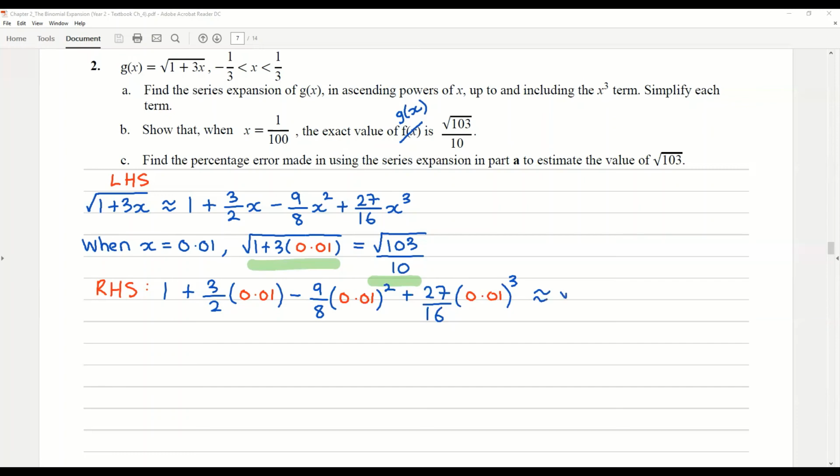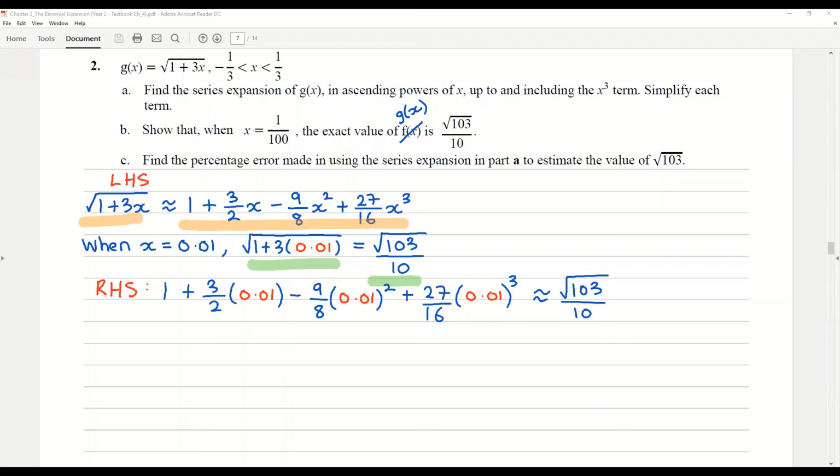Okay, and what we know is that this is going to be approximately the square root of 103 divided by 10. Okay, and I've just realized I've swapped the sides around, but that's generally the gist. So we substitute x equals 0.01 into both sides, i.e. into here and into here, and then we've got our approximation.